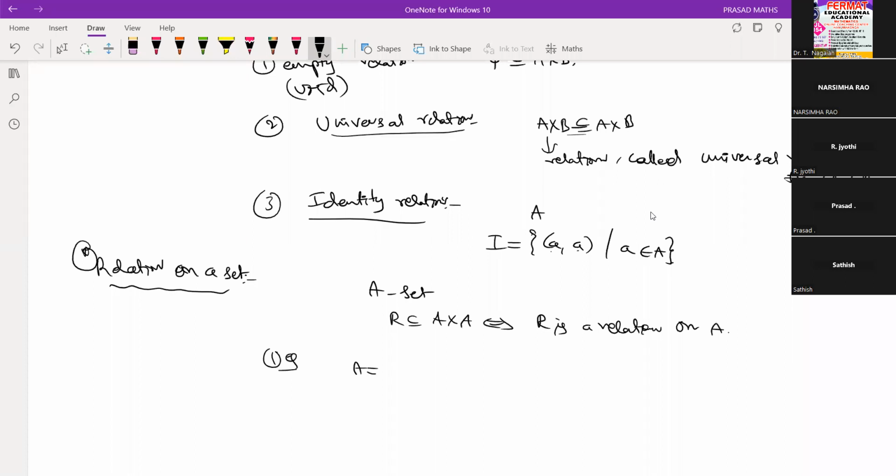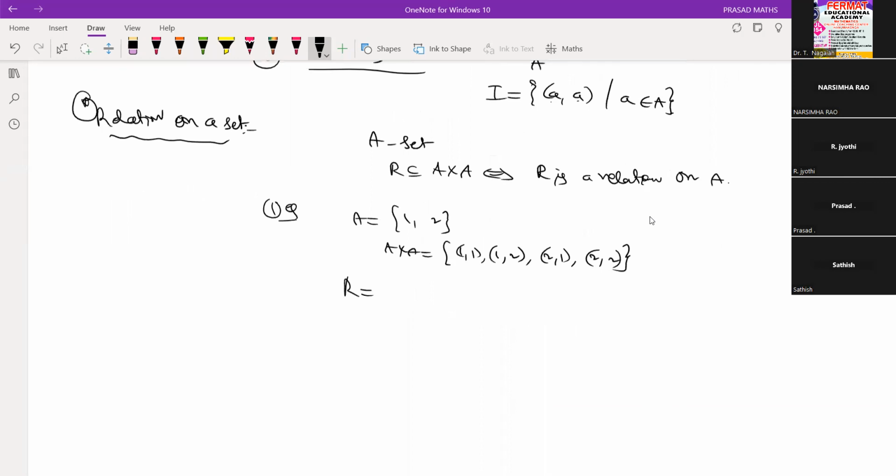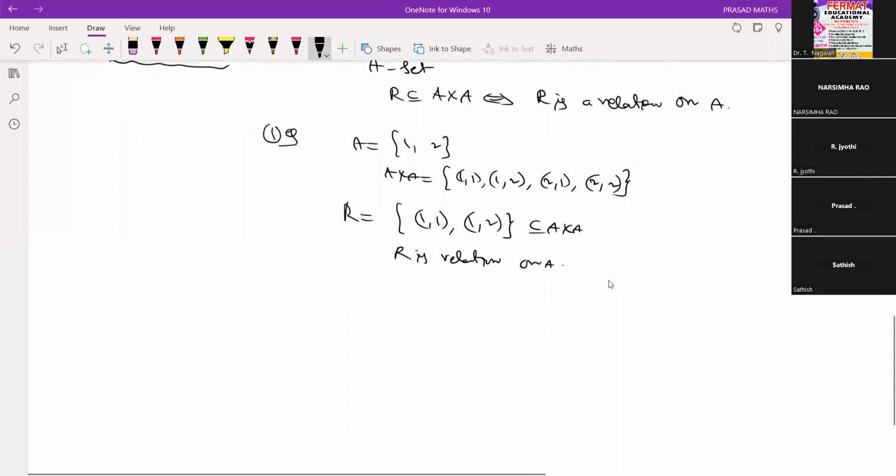For example, you start with any set, for example, A equals {1, 2}. My A cross A is (1,1), (1,2), (2,1), (2,2). This is the set of all ordered pairs from A to A. Now take any subset, (1,1), (1,2). It is always a subset of A cross A. Therefore, R is a relation on the set A. Any subset of A cross A is one relation on a set A.